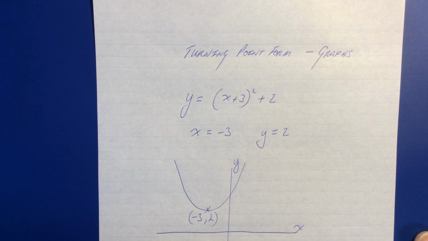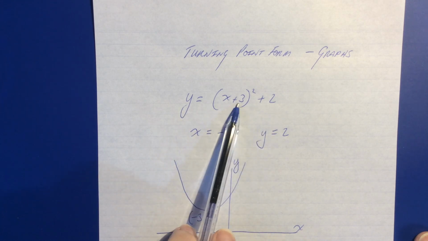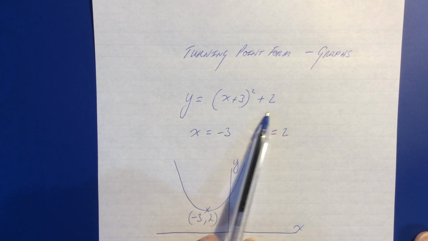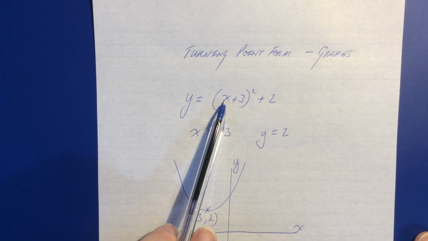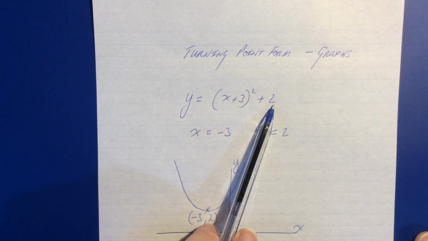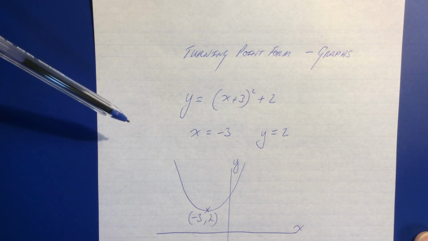Today we're going to look at turning point form and how we graph it. And here we have an example of turning point form. Y equals (x plus 3) all squared plus 2. This is the telltale sign that you're dealing with turning point form. You have an expression here squared and another number here. Okay, now it's very, very simple.